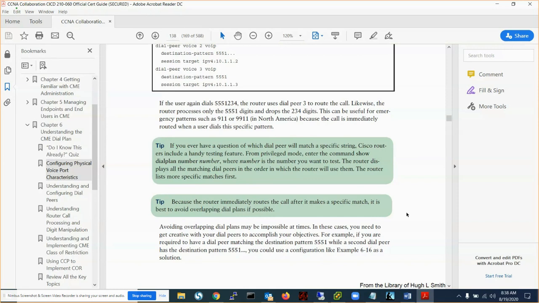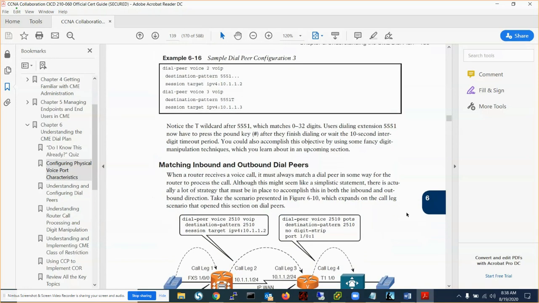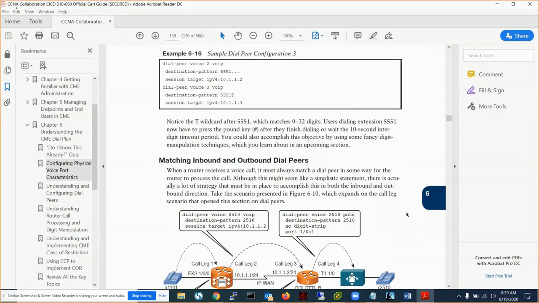So they're giving you an example of what to do. I just avoid it totally, but they will give you an example here. So you have this first one here, which I had before, and then dial peer 3 of 5551T, right? So you use the wildcard. Notice that T after the wildcard, which matches 0 to 32 digits. Using the dial extension 5551, now you have to press the pound key after. So you see what's going on there.